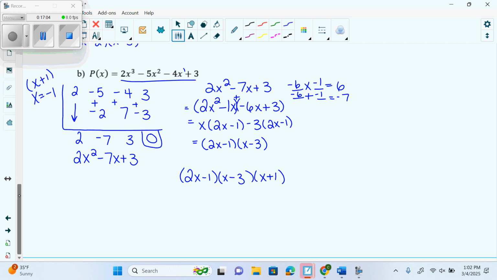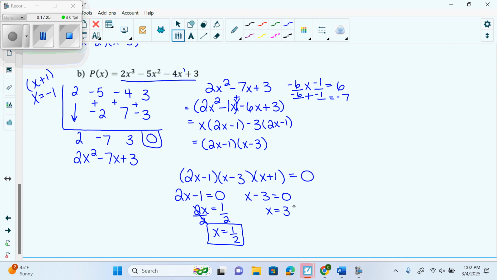Because it says solve, I set it equal to 0, and set y equal to 0, and I solve each. 2x - 1 = 0, 2x = 1. Divide by 2, x = 1/2. Then I have x - 3 = 0, x = 3. And I don't have to write multiplicity 1 if there's only 1. I have to write it for 2 and 3. And then x + 1 = 0, x = -1.